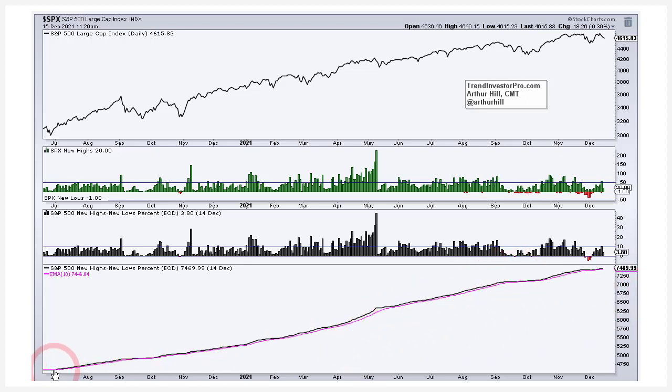And the high-low line has been rising since the middle of 2020. There you can see it there. There's a pink line, which is 10-day EMA. And this is a cumulative measure of net new highs. So you've got new highs in green, new lows in red, and then you got high-low percent here in the middle window there, and then the high-low line. And it almost touched the 10-day EMA on the pullback recently, but didn't.